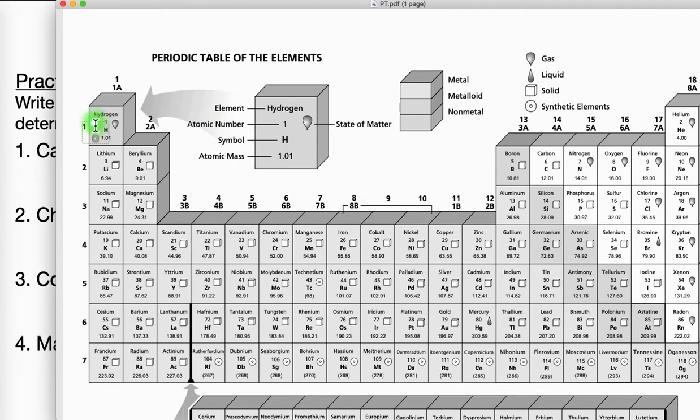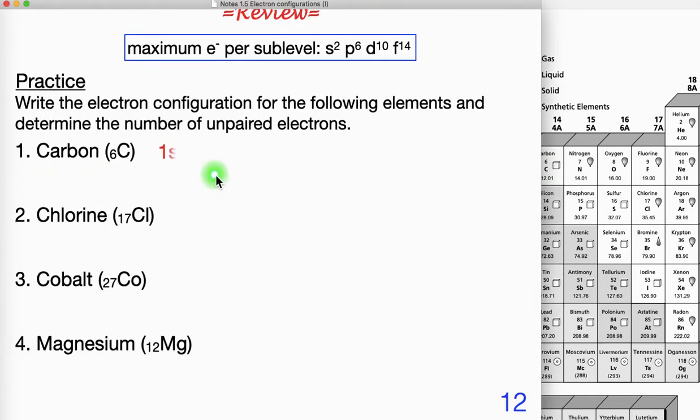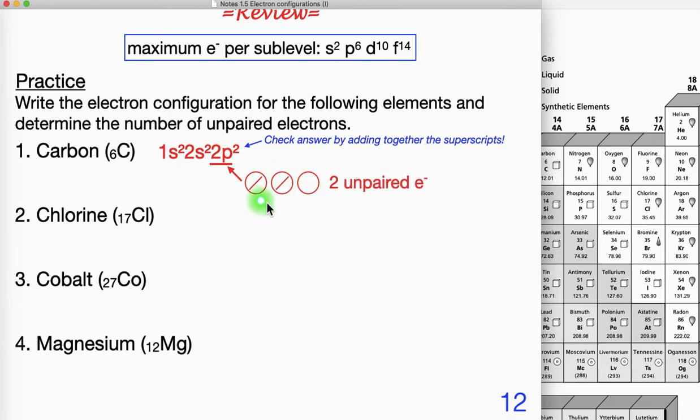But starting from the beginning, this would be 1s1, 1s2, 2s1, 2s2, 2p2. So that would be the electron configuration for carbon. We can double check that everything adds up right by simply adding together the superscripts, which in this case adds up to 6. And for the number of unpaired electrons, it's a good idea to take the last sublevel and write an orbital diagram for it, putting in the right number of electrons. So in this case, you have 2 unpaired electrons.